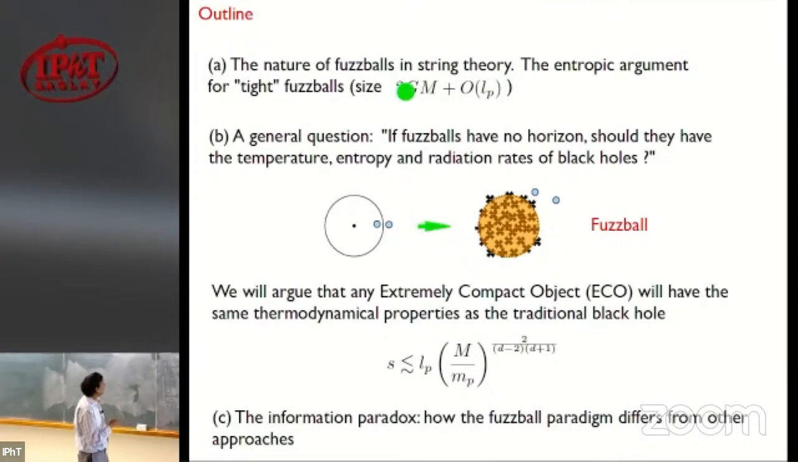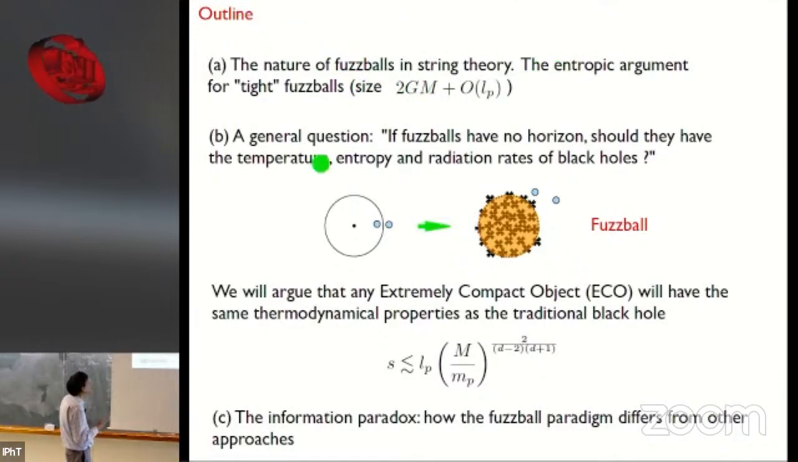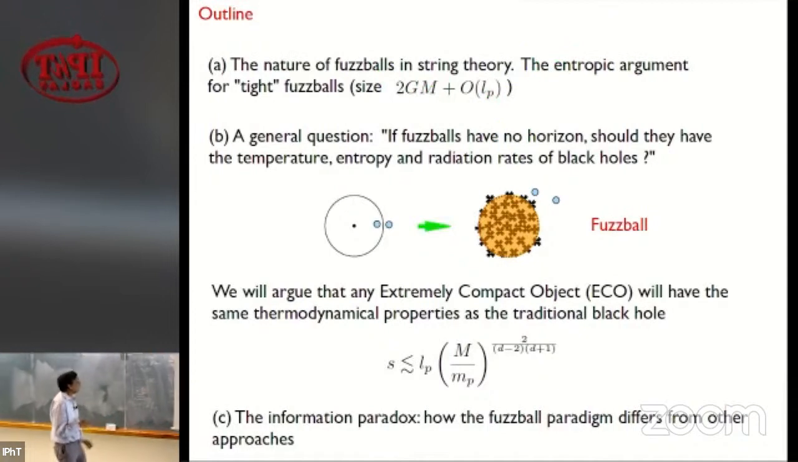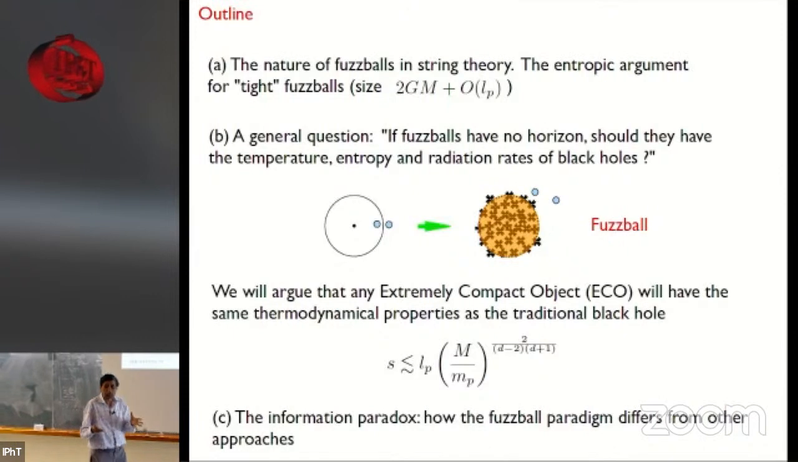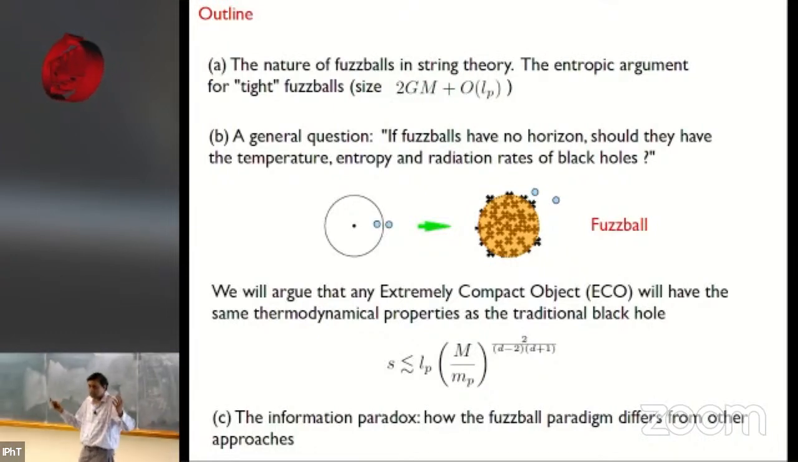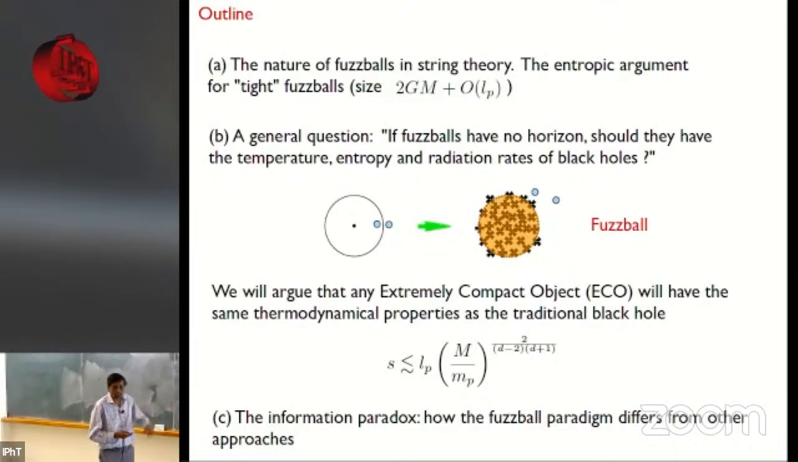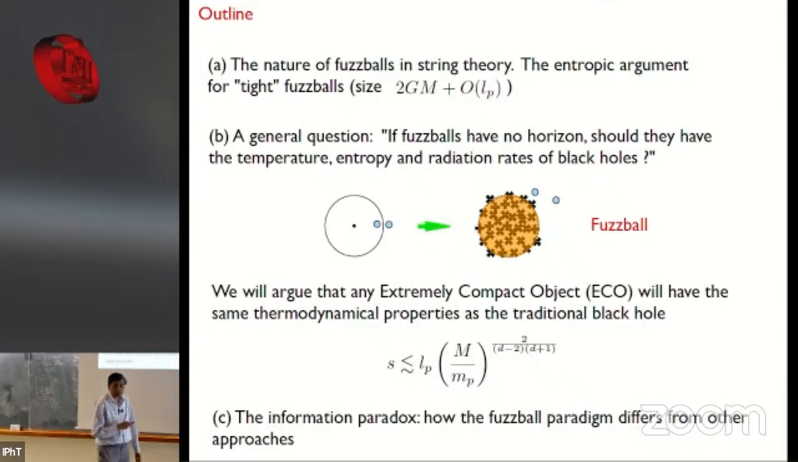So the first thing I'll mention is that if you ask about the nature of fuzzballs in string theory, let's say for a Schwarzschild black hole of radius 2GM, then we'll have an entropic argument which will say that the generic fuzzball should be just a little bit bigger than the horizon. If it is smaller than the horizon, it'll have to collapse. That's just because the light cones inside the horizon point inwards and you can't support anything. But in principle, you could have said it would be much bigger. It could be 4M. And I will try to argue, no, the generic one should be very close to 2M plus a little bit. And with that, we'll come to the real central question of the talk.